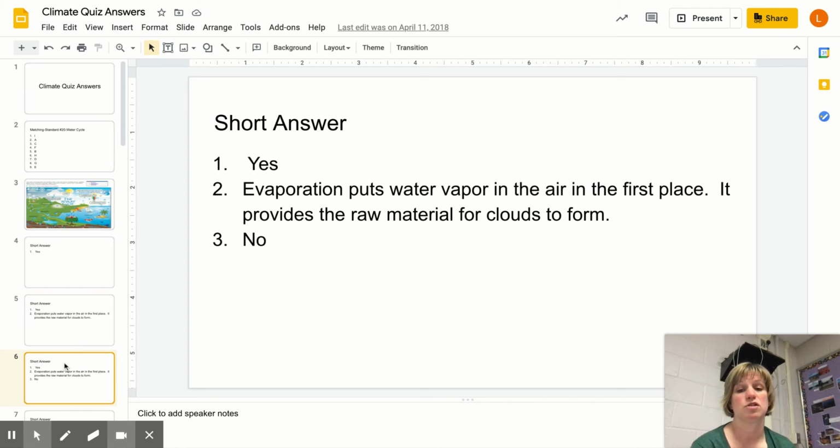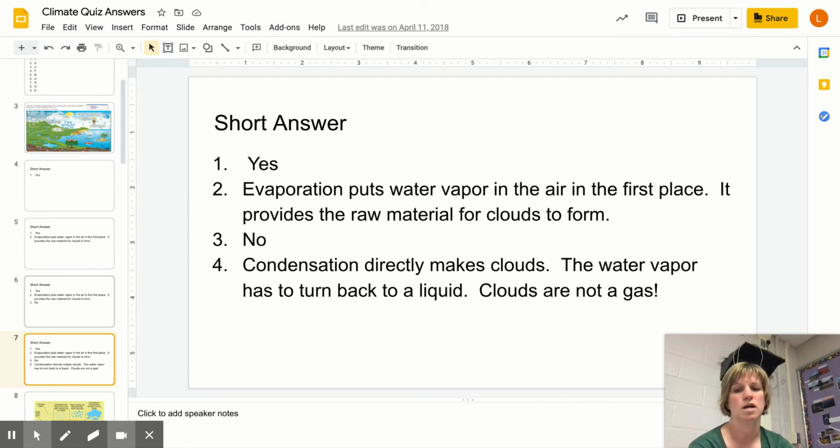But does evaporation directly make clouds? The definite answer to that is 100% no, because condensation directly makes clouds. So you have to have evaporation first to go from a liquid to a gas, then that water vapor, that gas, has to turn back to a liquid. And it doesn't rain down a gas, right? So that makes sense to us that clouds couldn't be a gas.